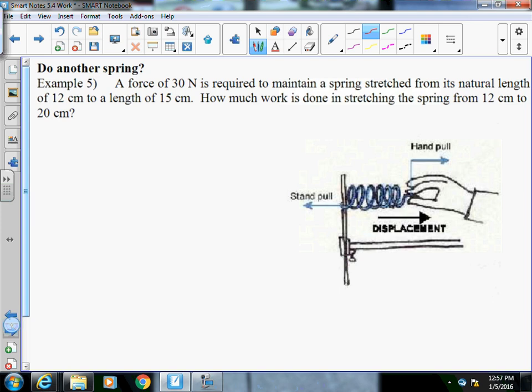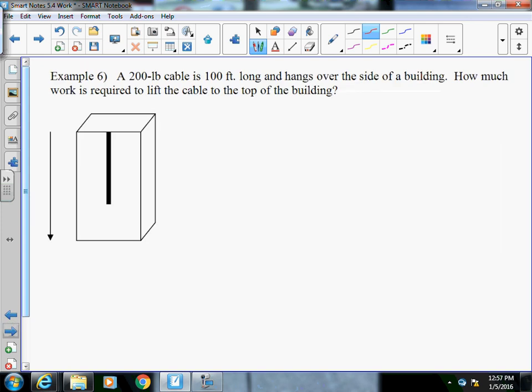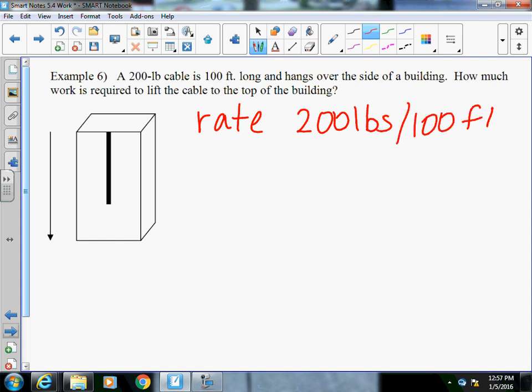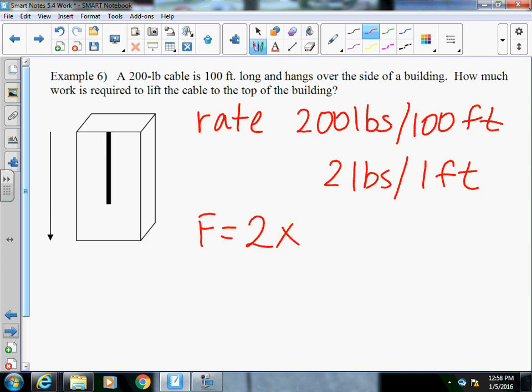And finally, what about lifting something up off a building? So it says a 200-pound cable is 100 feet long and hangs over the side of a building. How much work is required to lift the cable to the top of the building? First of all, we got to come up with a rate. So it's 200 pounds for 100 feet. That makes it 2 pounds per 1 foot. Which means our force is going to be 2x, because it's 2 pounds per foot.